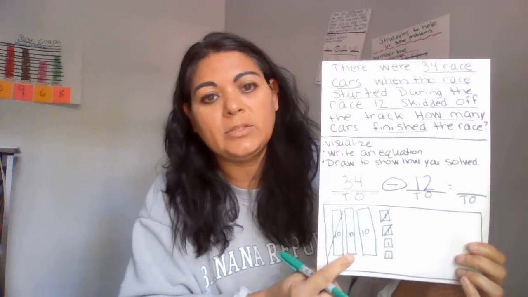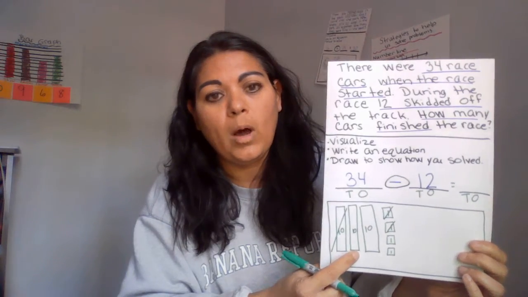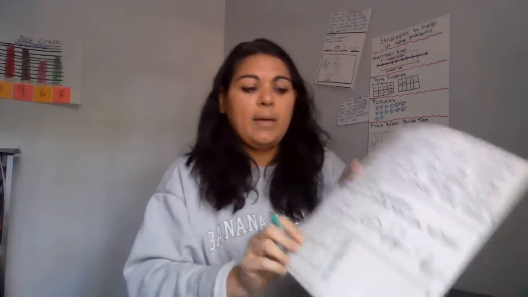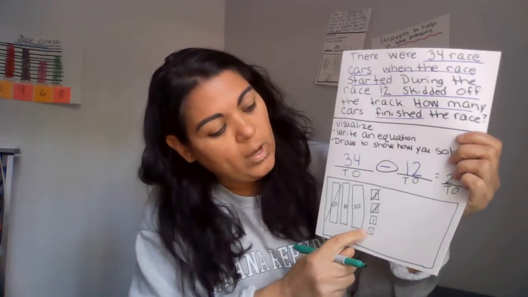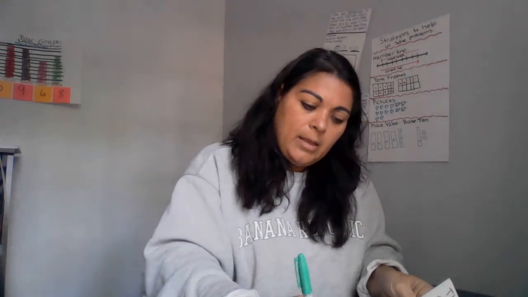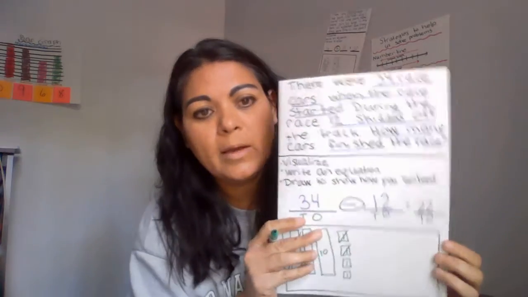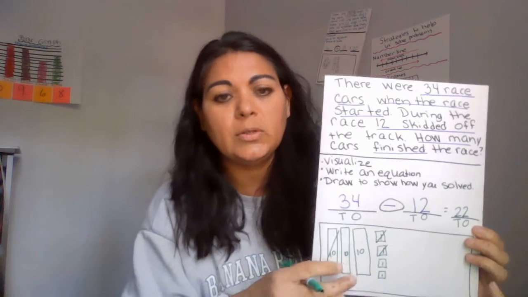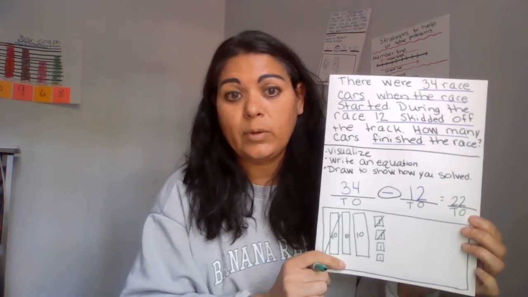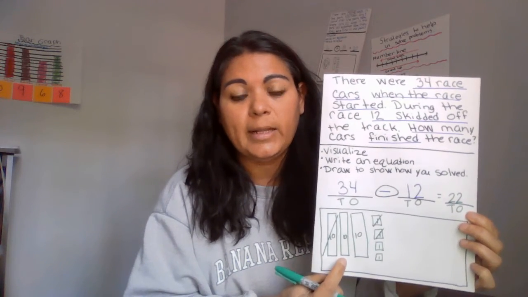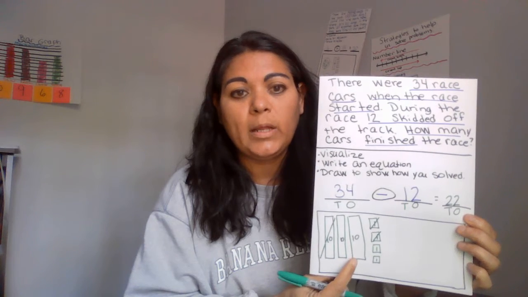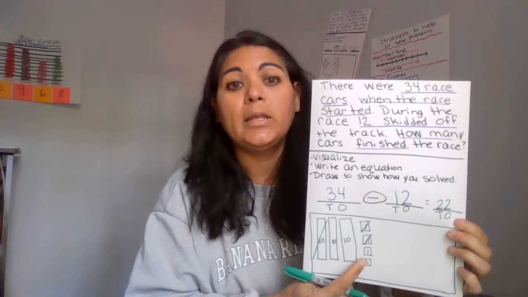So how many 10s do I have? Let's count. 1, 2. I have 2 10s. How many 1s do I have? I have 1, 2, 2 1s. Okay, what is our numeral that we wrote? We wrote 22, so let's just go back and see if we have 22. Let's count together, ready? 10, 20, 21, 22.